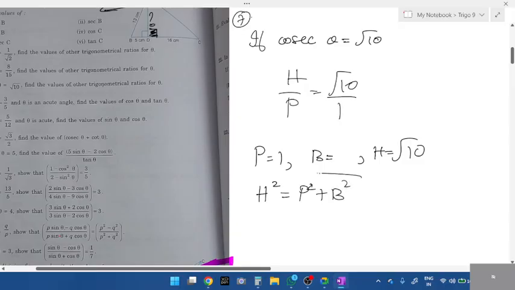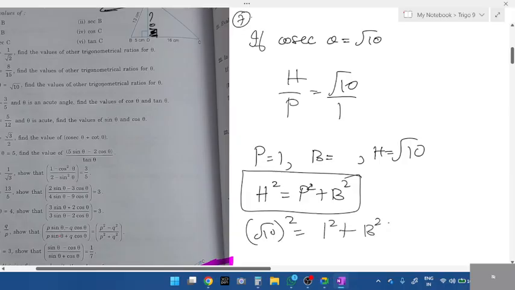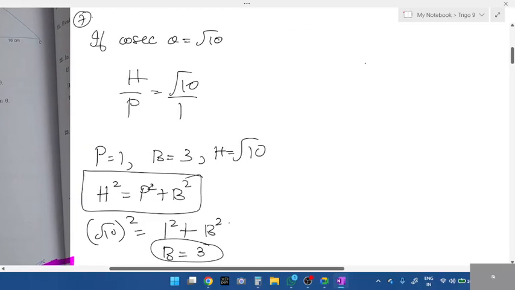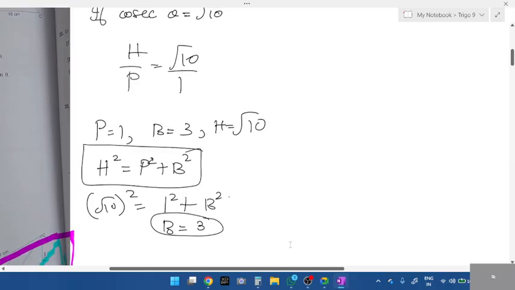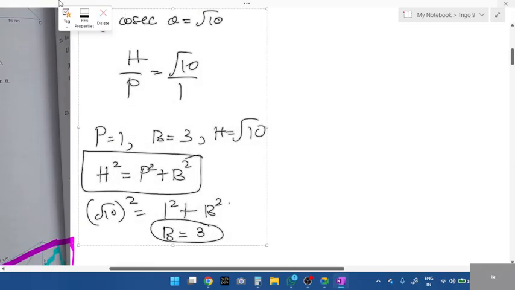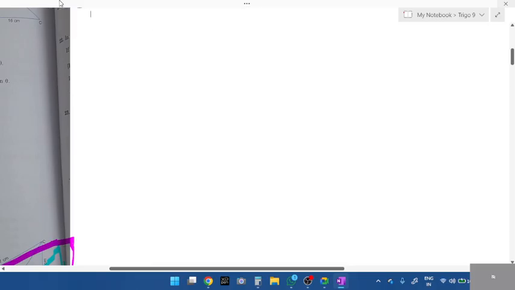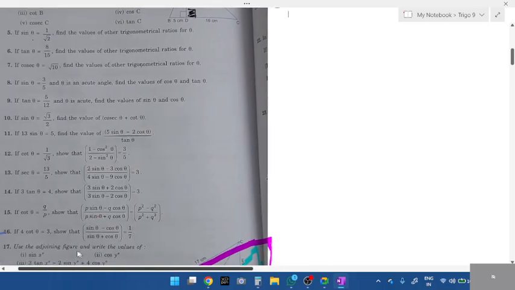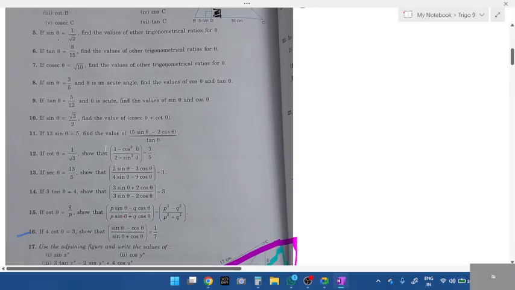When a diagram is not given, use this formula. Root 10 the whole square is equal to 1 square plus B square. 10 minus 1 is 9. 1 plus 9 is 10, what is the value? Then write all the formulas and substitute, you'll get the answer, right? Okay, complete that. If you have done it, check the answer in the textbook whether it is right or not.